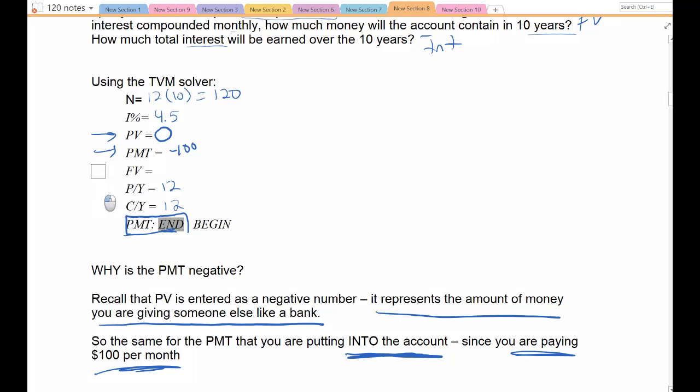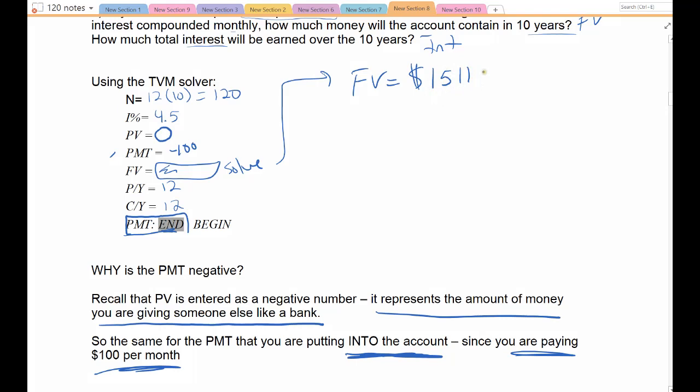All right, then the last thing is, we're solving for the future value. So remember, this is what we're solving for. You highlight that, hit second enter and solve, and it will tell me how much my future value is at the end of 10 years. So after investing $100 into an account every month for 10 years, so 120 times, it comes out to $15,119 and about 81 cents. That's how much was accumulated, so it's also called the accumulation function. We accumulated a little over $15,000.